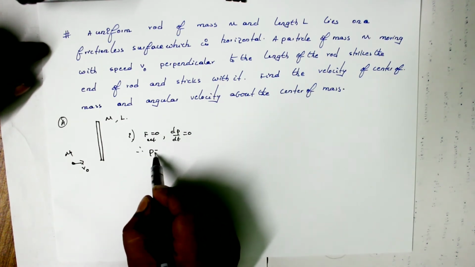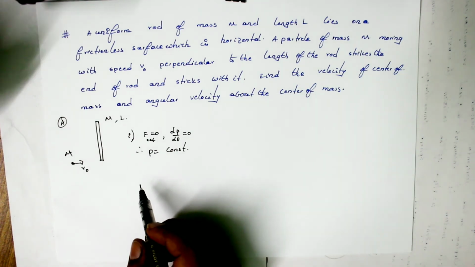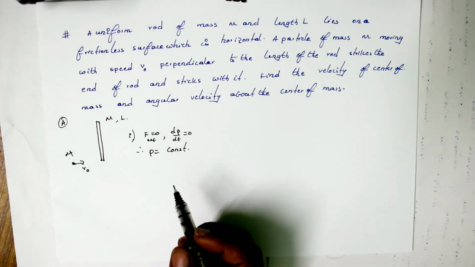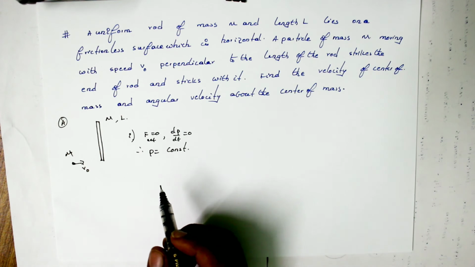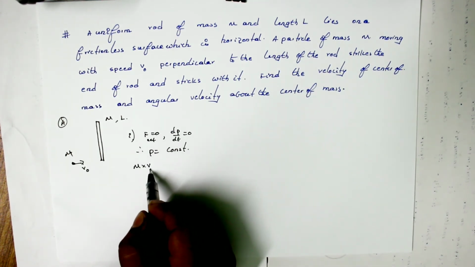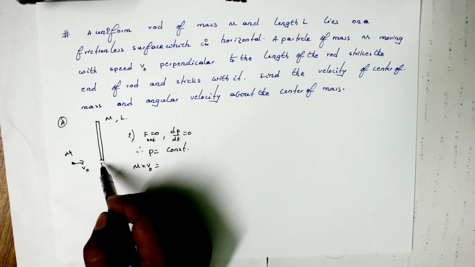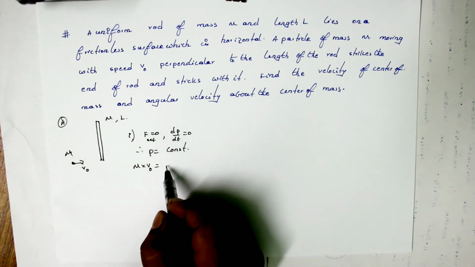So therefore I can say P is a constant. So total initial momentum is equal to total final linear momentum. Initially only this particle was having momentum, so m into v0. Finally this mass and this mass, both of them are sticking together.